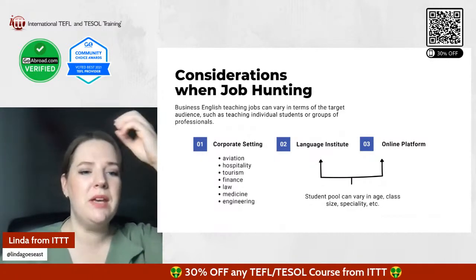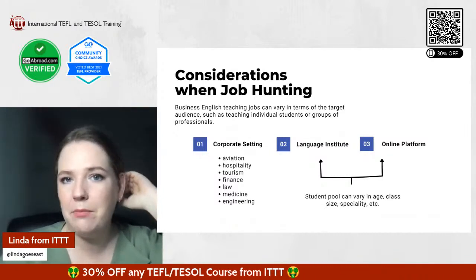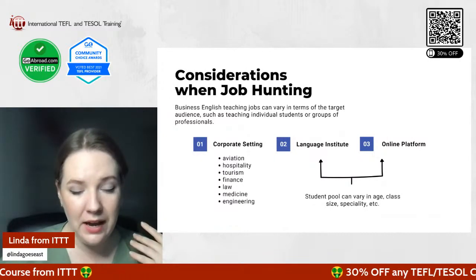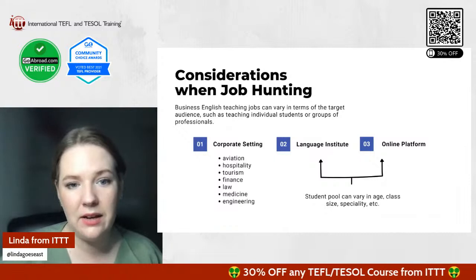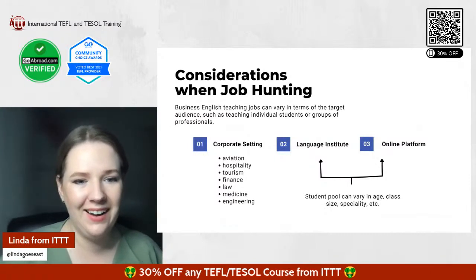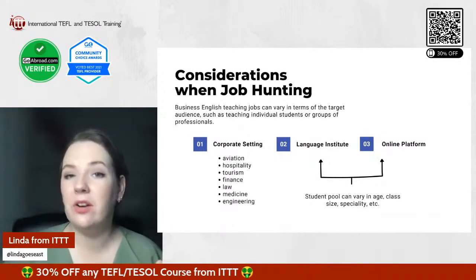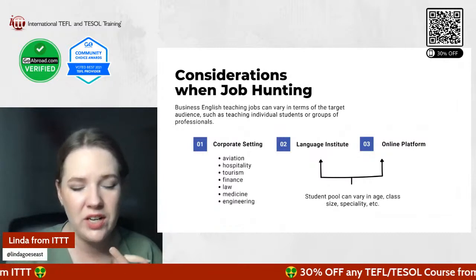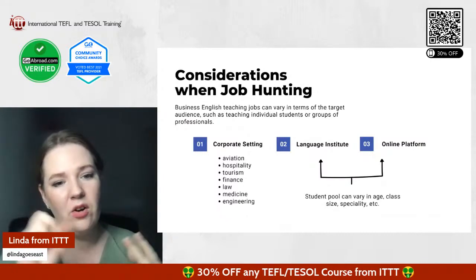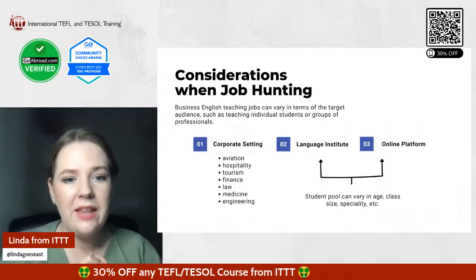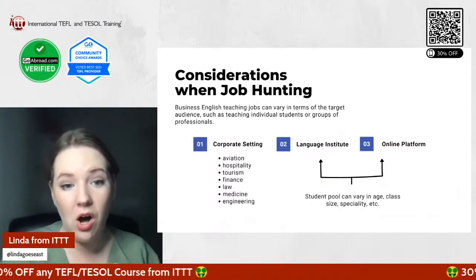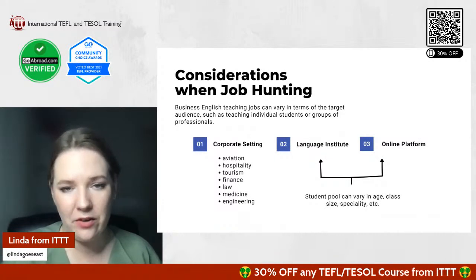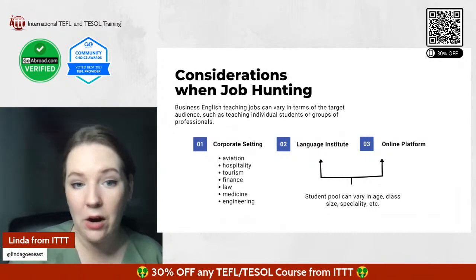So this means you would be a full-time employee at an actual company that has nothing to do with teaching. A lot of popular industries for business English corporate positions are the aviation industry, hospitality specifically, and tourism in general. Then we have the finance industry, law, medicine, and engineering. Those are very big industries that are hiring business English teachers in-house.